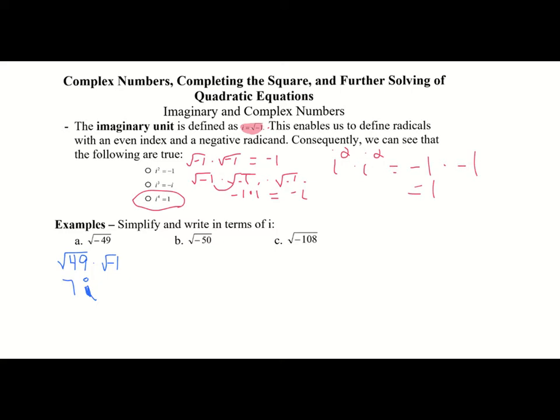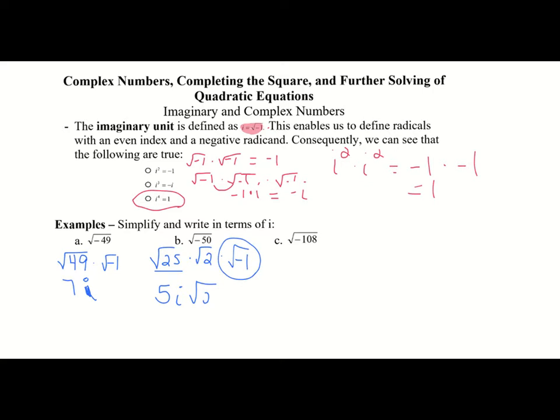Same thing here with -50. We can rewrite this as the square root of 25 times the square root of 2, times the square root of -1. The square root of 25 is 5, the square root of -1 is i, and then we have our square root of 2.